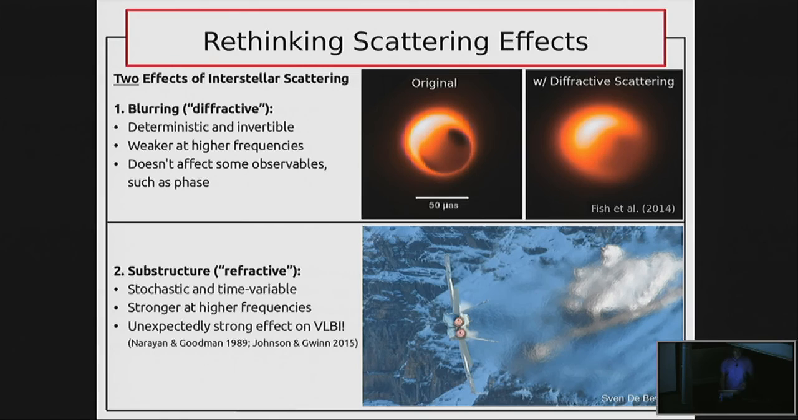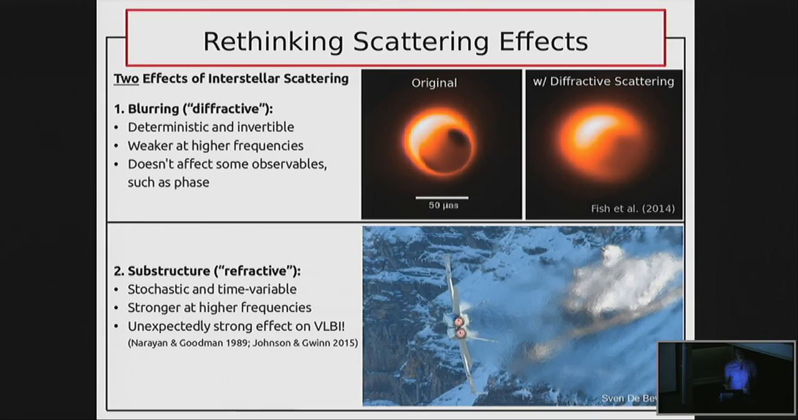So this type of effect has been known for a long time, this blurring, but it turns out that there's a second effect from scattering that wasn't really appreciated, and this is that the scattering also introduces substructure, the opposite of this blurring effect. And the substructure is actually stochastic. It'll change over time. This leads to things like refractive fluctuations of AGN, where you see fluctuations of their total flux density, and for a long time it wasn't clear whether that was intrinsic to the source or extrinsic from the scattering. Now we know in most cases it is the scattering.